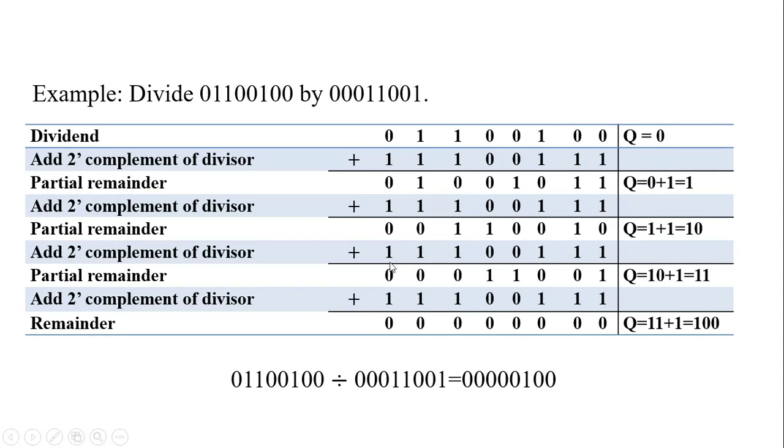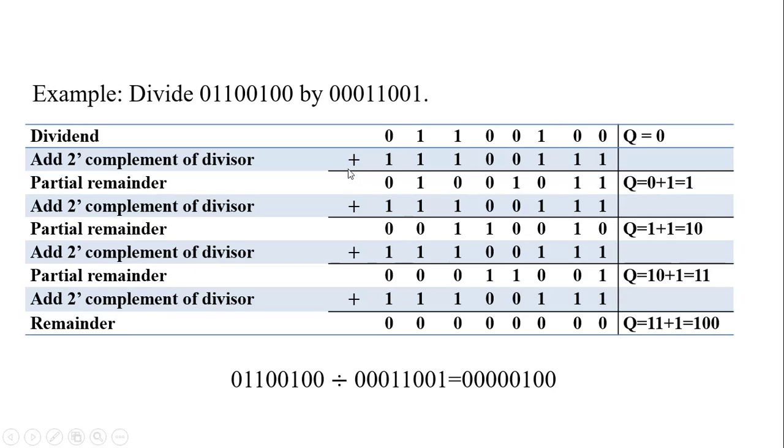This is an example. So this is an 8-bit binary, divide this by this, so this is the dividend, and this is the divisor. So this is the dividend, and add the 2's complement of the divisor. To subtract this number from the dividend, we add the 2's complement of this number to the dividend. So the 2's complement of this number is 1 1 0 0 1 1 1. So when we add, this is the first partial remainder.